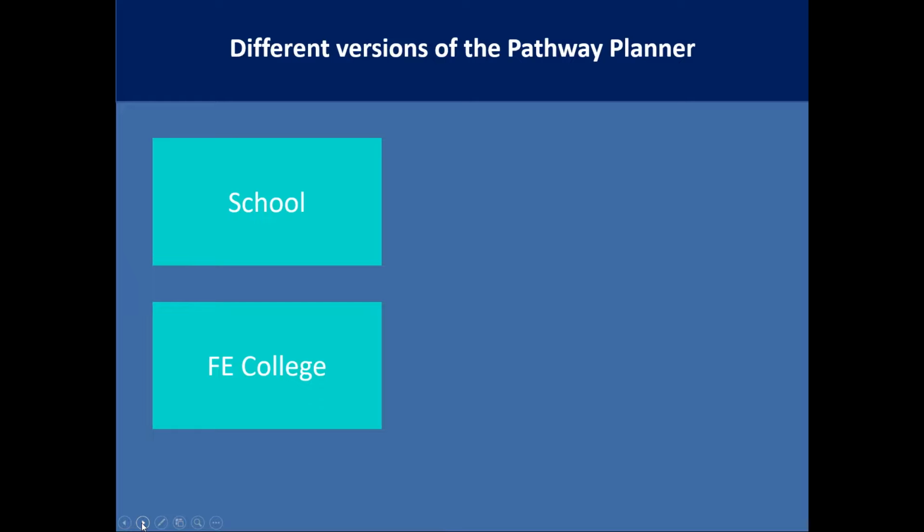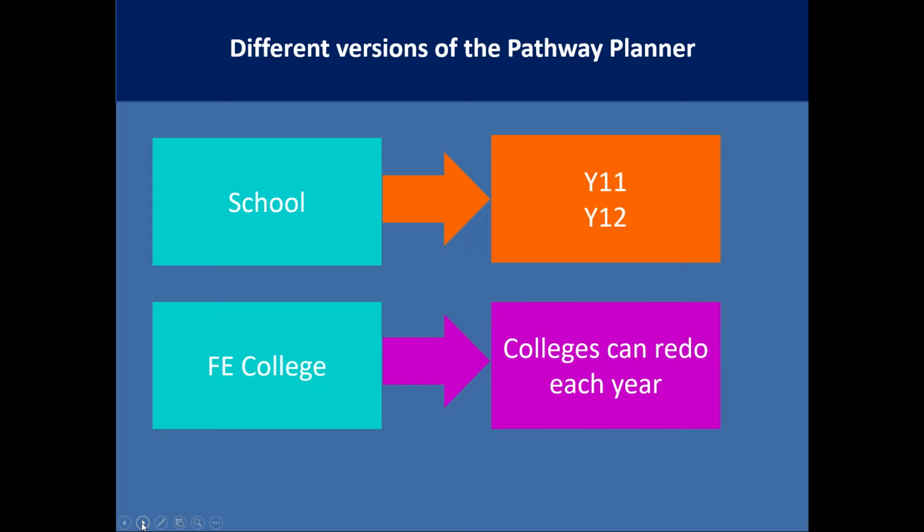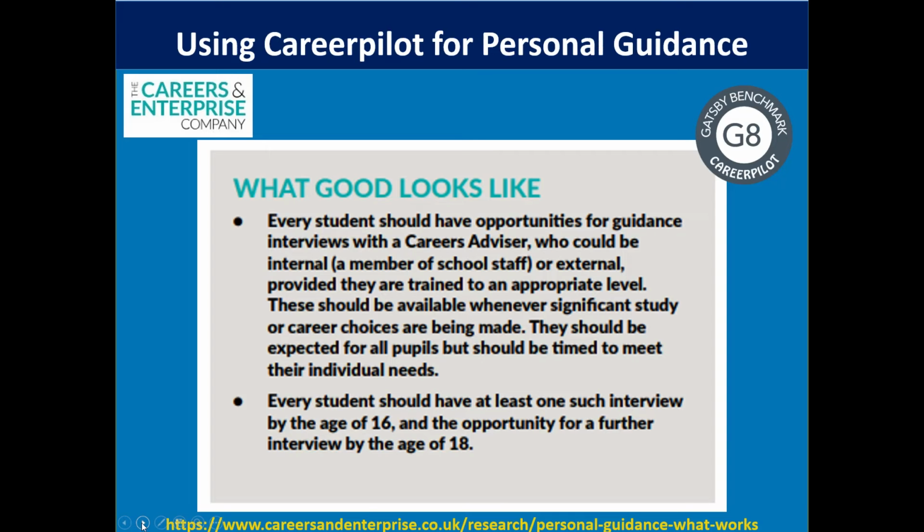So just to explain, there are different versions. There's a version for year 11 or year 12 in schools, and there's also a college version that college students can come back to every year. So when we put the bid into the Careers and Enterprise Company, we had to show how what we were suggesting would meet the requirements for Gatsby 8, which, as we all know, is a one-to-one guidance session before they're 16 and an opportunity to have a further session by the time they're 18.